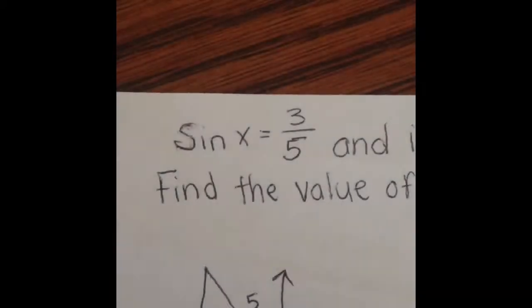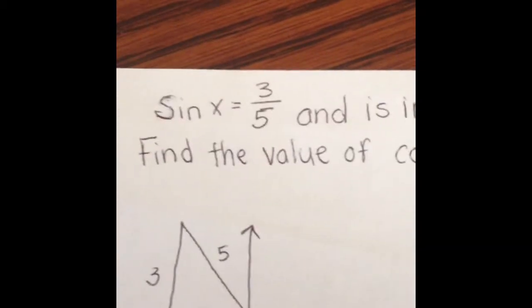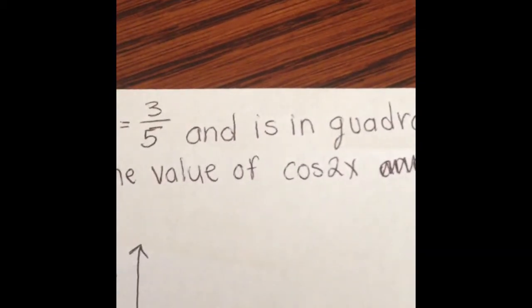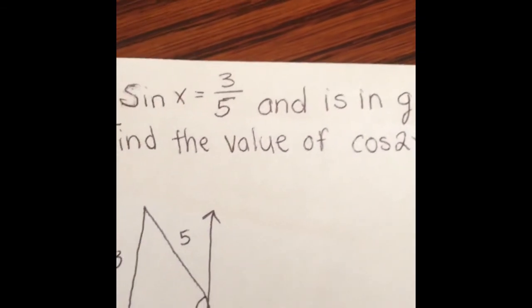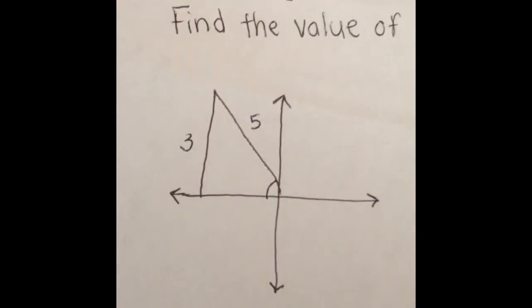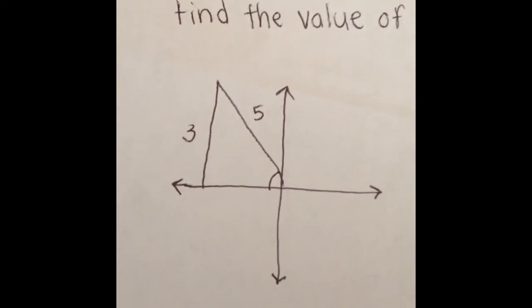Double angle problem using triangles. Given that sine x equals 3 over 5 and is in quadrant 2, find the value of cosine 2x. If we know one trig function and the quadrant, we can find all other trig functions. So first, draw the triangle labeling what you already know.